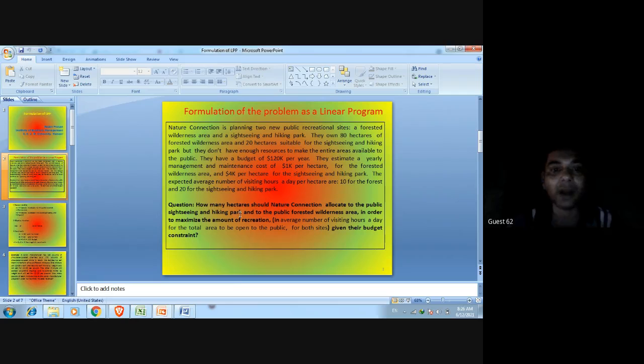The problem is: how many hectares should Nature Connection allocate to the public sightseeing and hiking park and to the public forested wilderness area in order to maximize the amount of recreation, or we can say the average number of visiting hours a day for the total area open to the public, for both sides, given their budget constraint. So this is our problem.